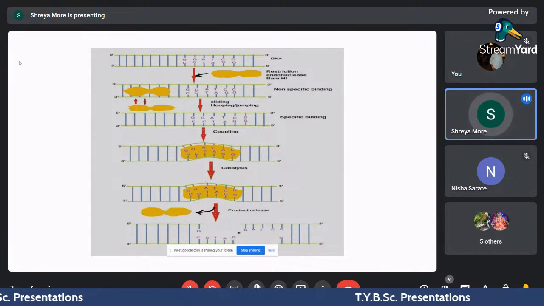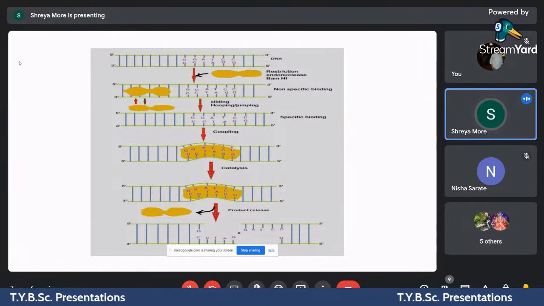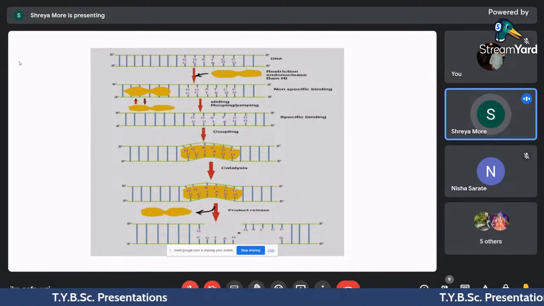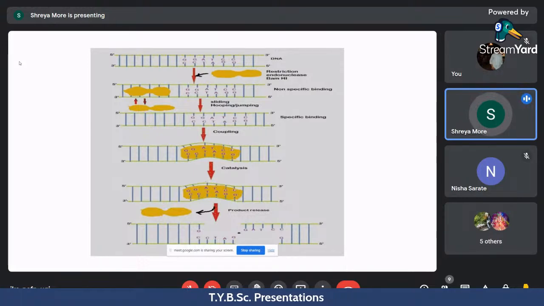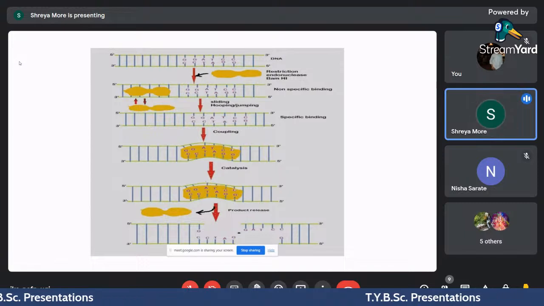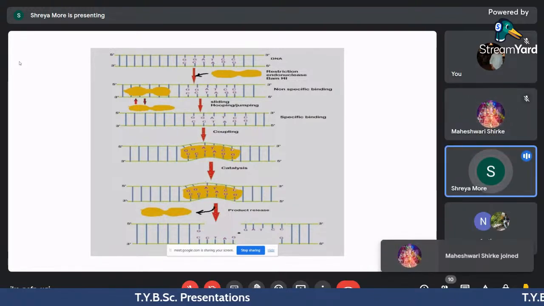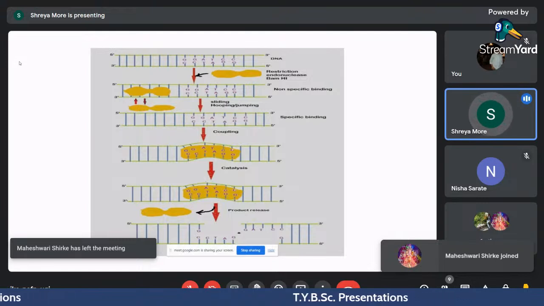As you can see, first the restriction endonuclease has non-specific binding with DNA, and after that the endonuclease jumps over a long distance, so it recognizes its restriction site. The endonuclease jumps over and forms a specific binding with the DNA. After the binding, it cuts the DNA at the specific binding site, and the product is released.